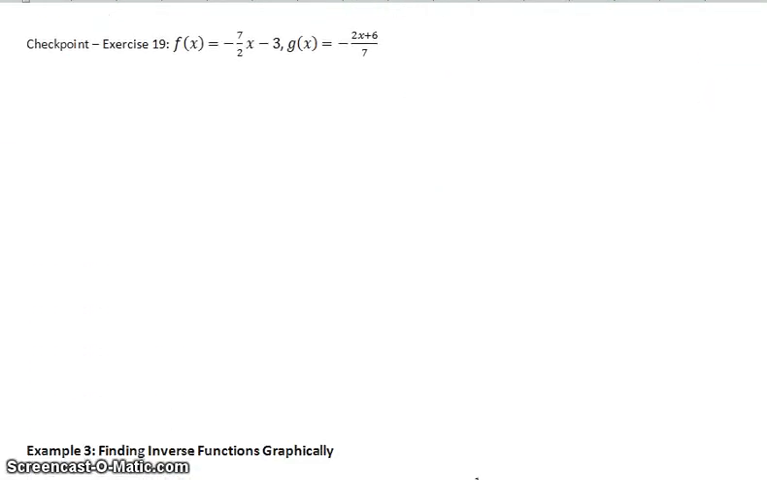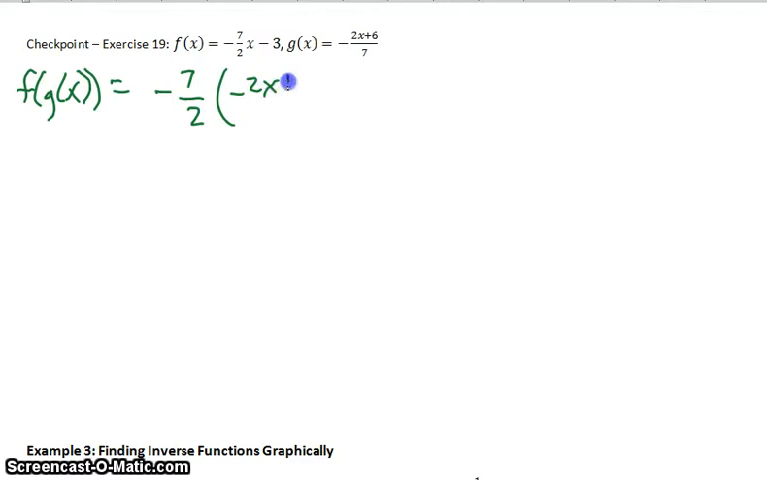So for exercise 19, it says to verify that these two functions are actually inverse functions. So what I'm going to do is compose them both with each other. So I'm going to compose this one into x. So what happens is, instead of x, I'm going to get negative 7 halves times negative 2x plus 6 over 7, minus 3. And I'll see what happens here.